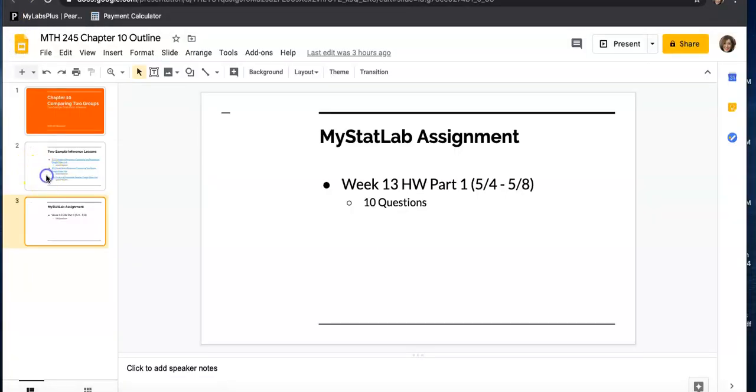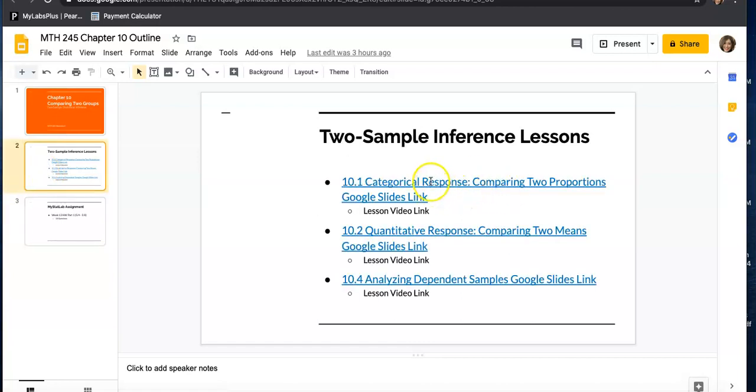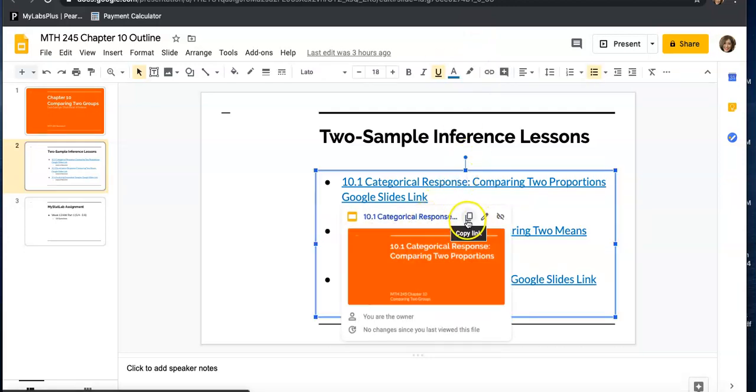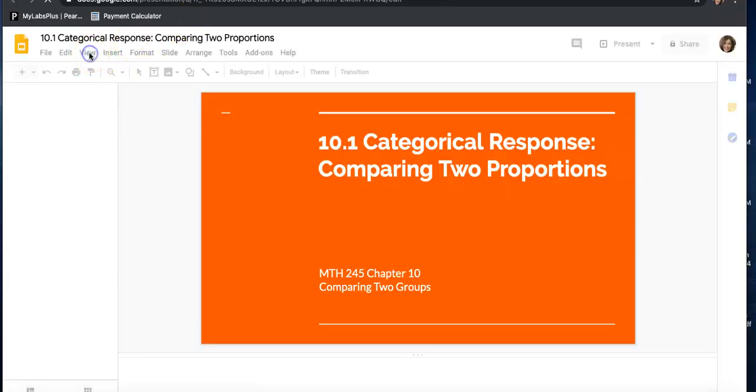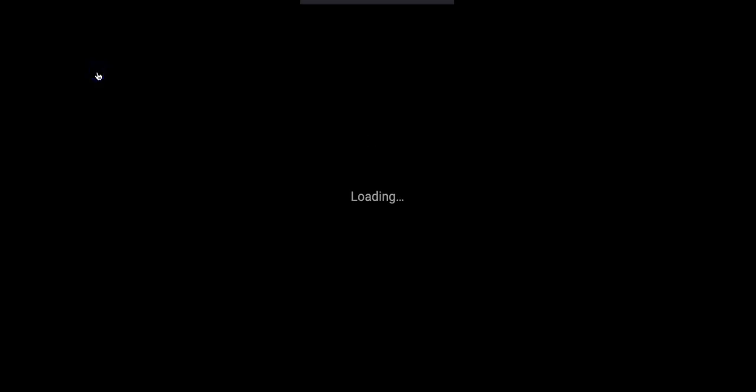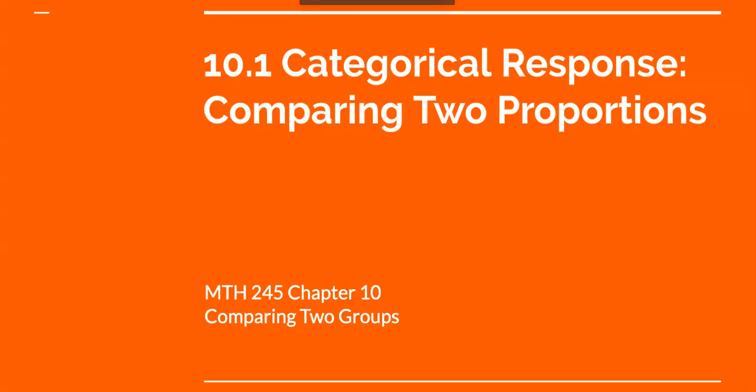So let's get started on the first section, 10.1. We're comparing two proportions. In 10.2, we'll compare two means, and in 10.4, we're going to be working with dependent samples. But let's get started on 10.1. Let me open it right here. I'm thinking about 30 to 45 minutes on this lesson, and the other ones too, so that you guys can finish watching and try the 10 homework problems.